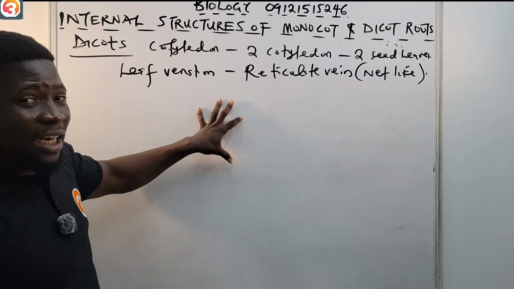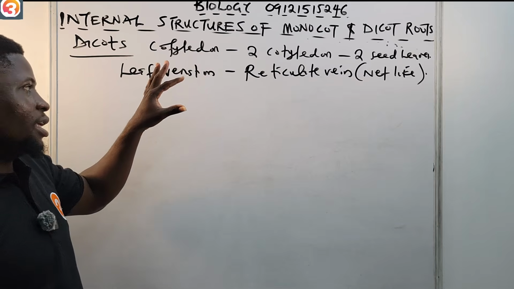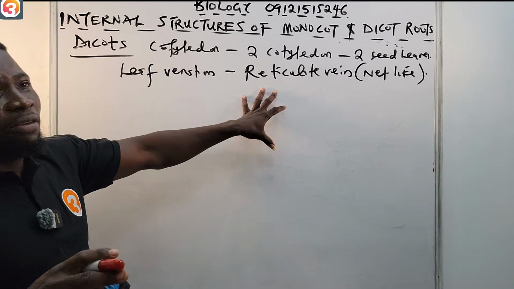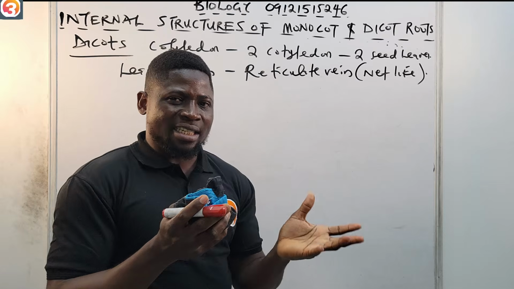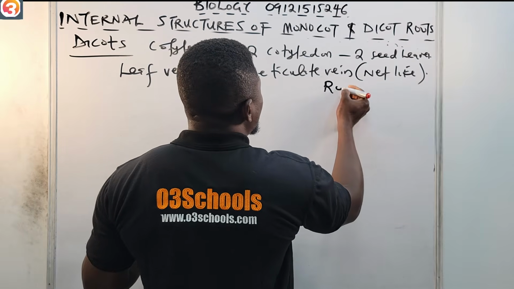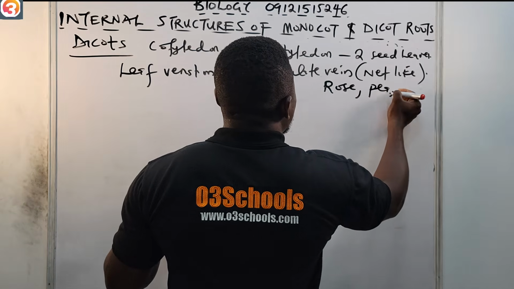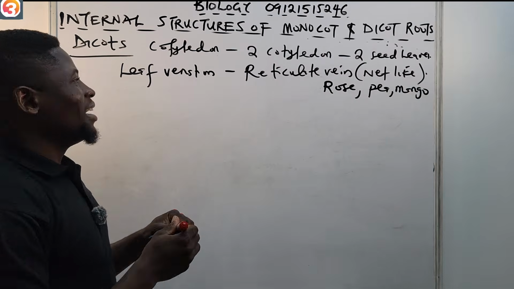Like we said for the monocot, they have a parallel leaf venation. This one they have reticulate leaf venation, arranged like a net. For example, we see those in roses, in pea, in mango. They have a net-like, reticulate vein.